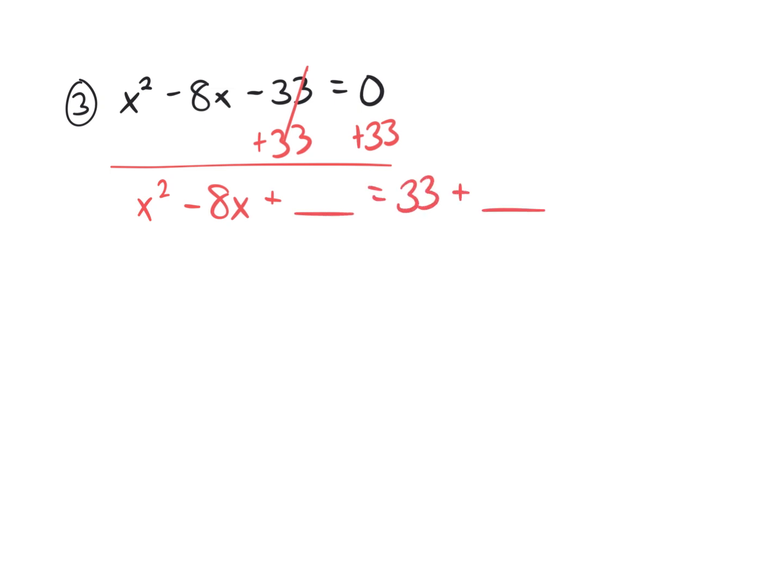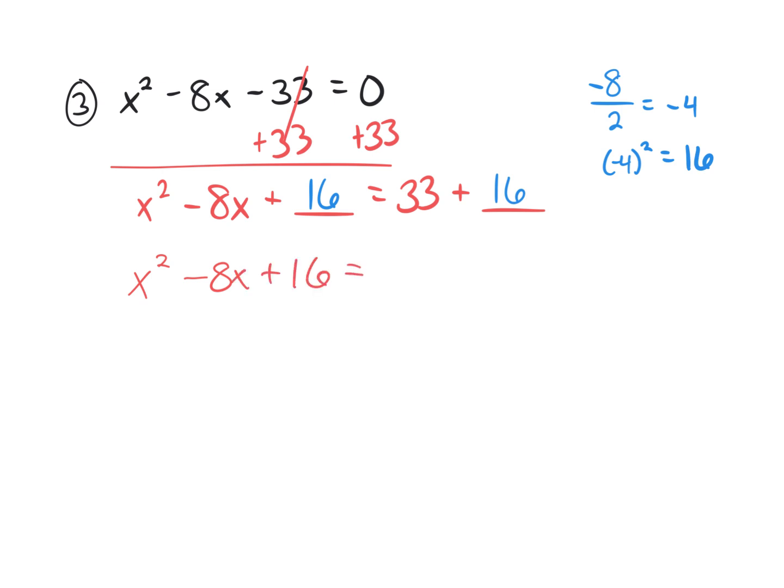Good. Now I need to fill in the blank. How do I do that? Get the 8 divided by 2. Yep, what is my b value? Negative 8 divided by 2. Negative 4. Well, then negative 4 squared is 16. So we put 16 in the blanks. Okay. So now clean it up, rewrite. X squared minus 8x plus 16 equals 49. Now it's the factoring part where we're writing our parentheses squared equals 49.